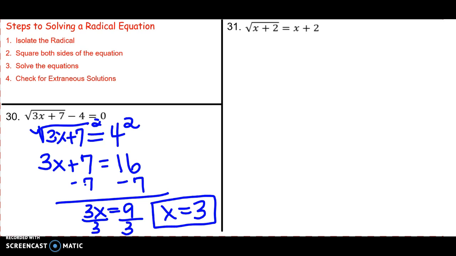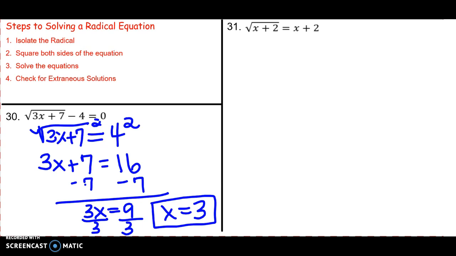Okay, now we can plug that back into the original problem and check. We have 3 times 3, which is 9, plus 7, which gives us 16. Now when we do the square root of 16, that gives us 4. And 4 minus 4 equals 0. So that solution checks out. That's good.